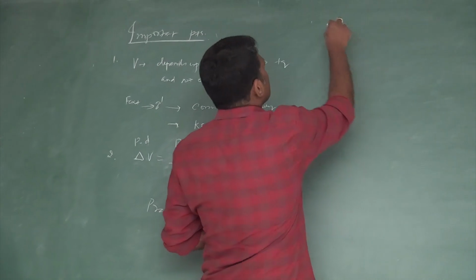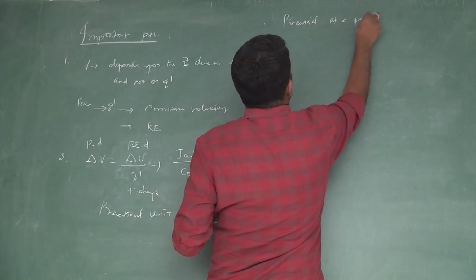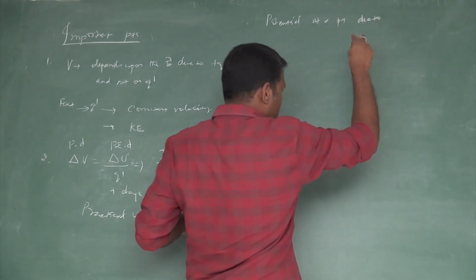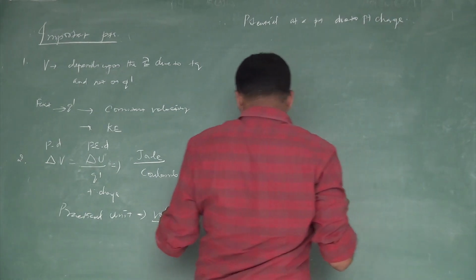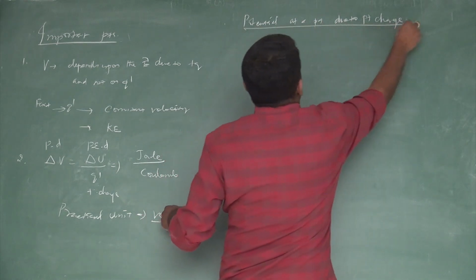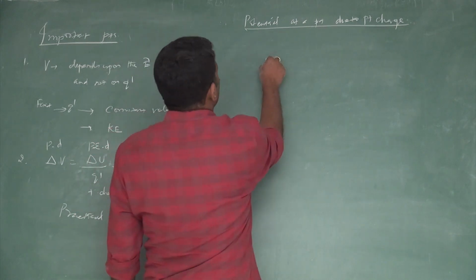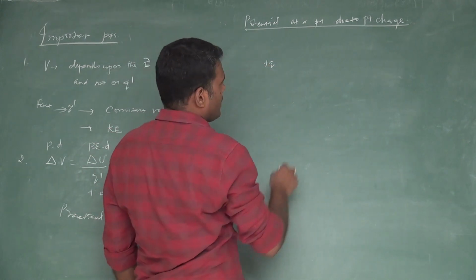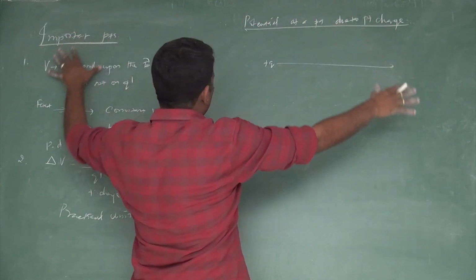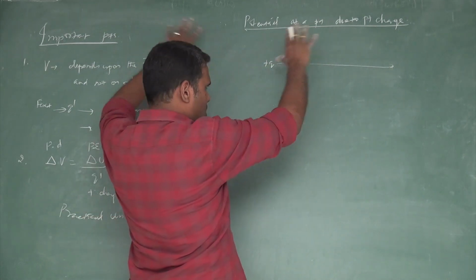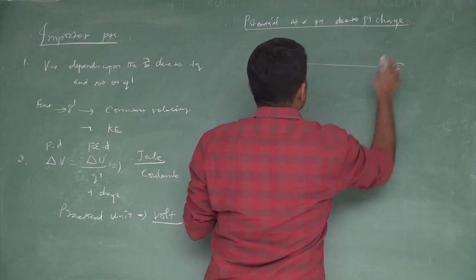So the next heading is potential at a point due to point charge. Consider a source charge plus Q. It has an electric field around it. Actually, we have the existence of electric field all around the source charge plus Q. But we are considering the field in only one direction.